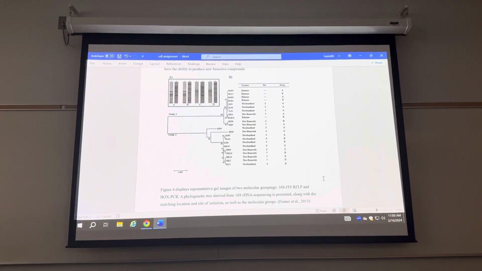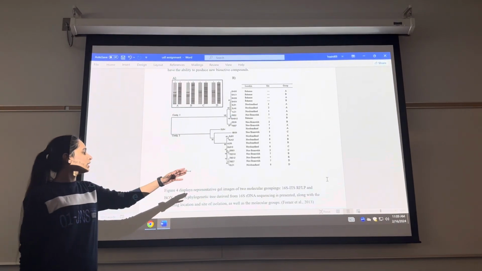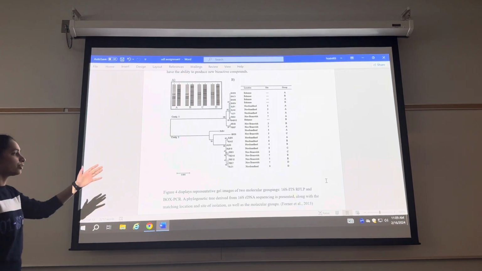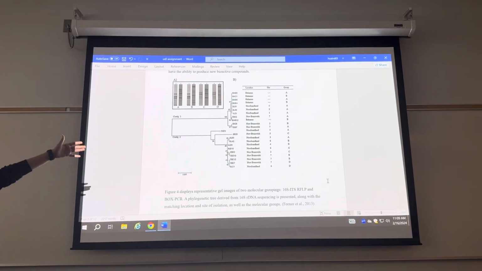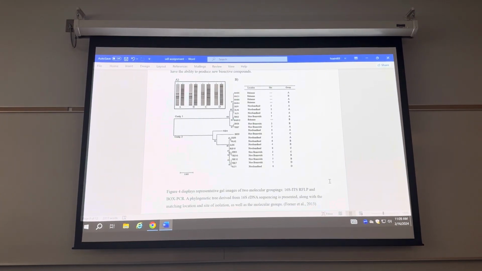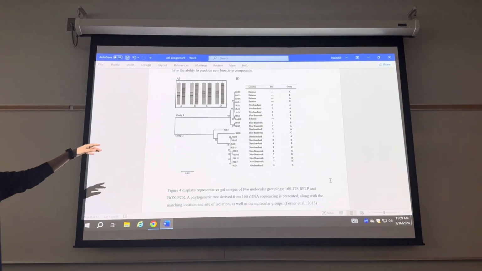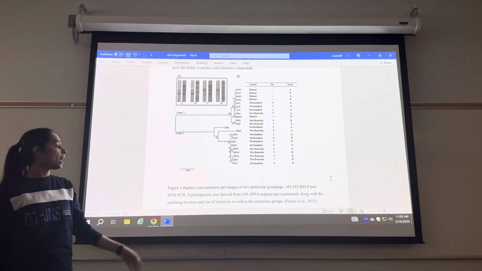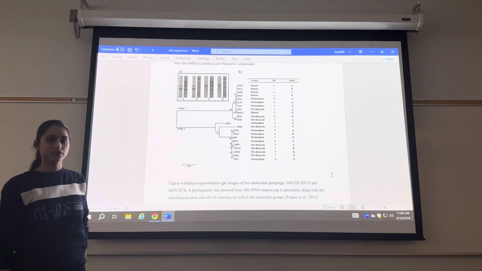So this diagram represents the gel and the phylogenetic tree of 16S rDNA sequencing that is presented, along with the matching location and the site of isolation as well as their molecular groups.